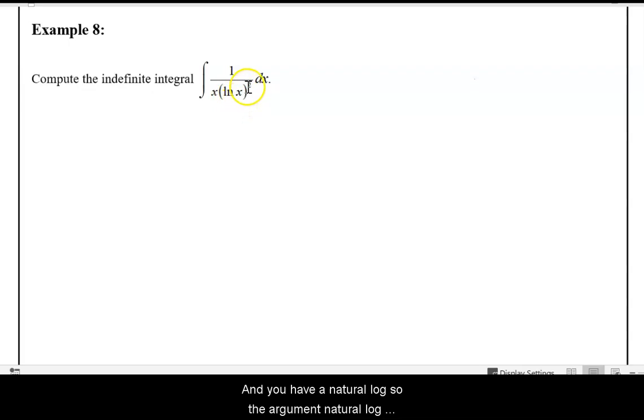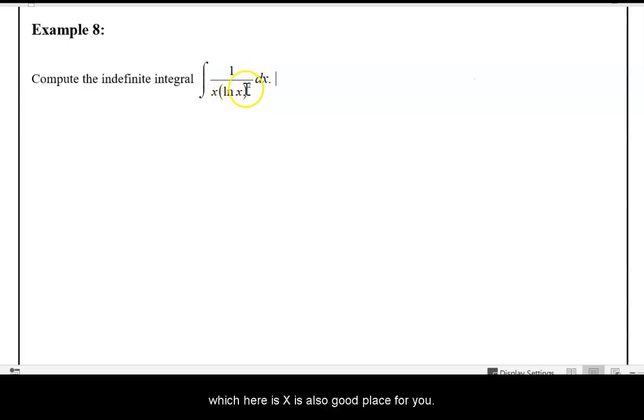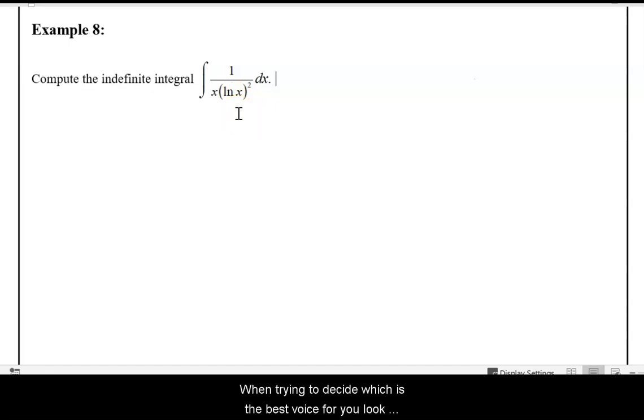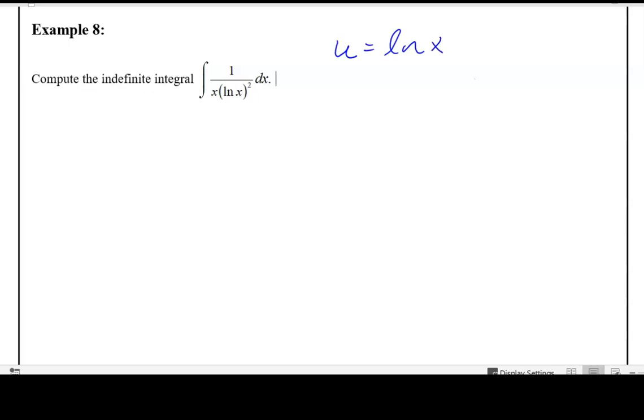And you have a natural log, so the argument to the natural log, which here is x, is also a good place for u. When trying to decide which is the best choice for u, look for something whose derivative or part of the derivative is already in the integrand. In that case, my attention is directed to natural log of x. I know that the derivative of natural log of x is 1 over x, and I can see a 1 over x already present in the integrand. That makes the best choice for u in this problem the natural log of x. Then du becomes 1 over x dx.